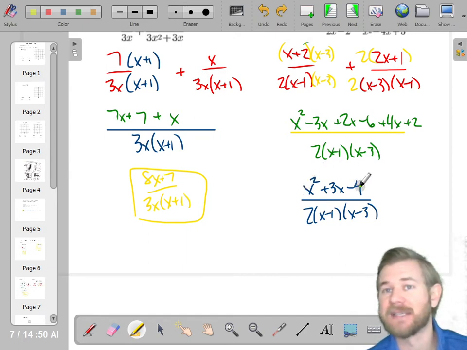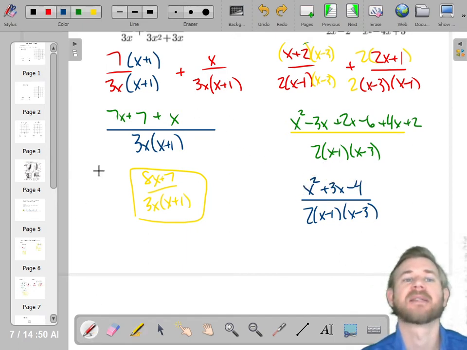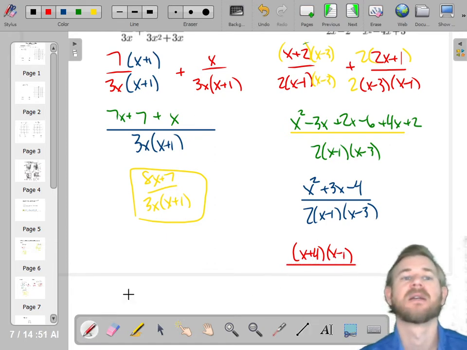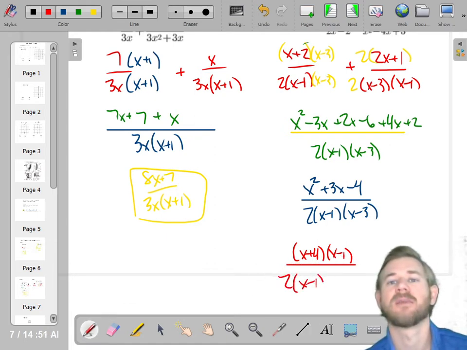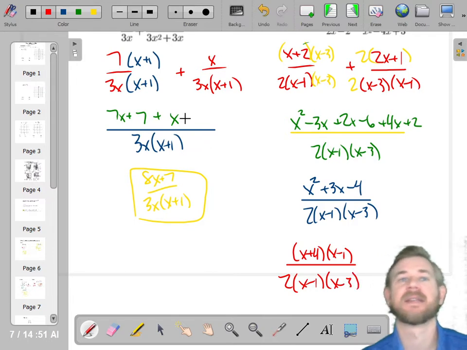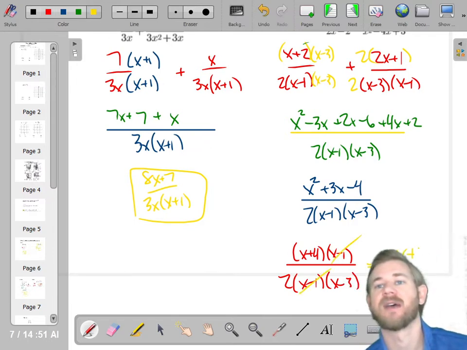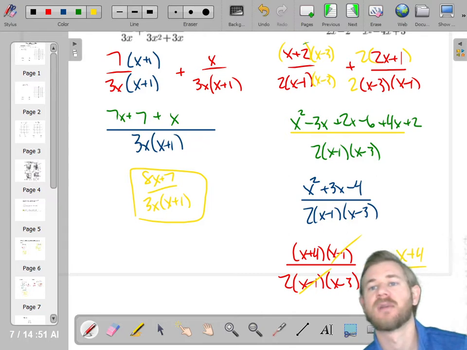Anything that multiplies to negative 4 and adds to positive 3? And the answer is yes. You can do x plus 4, x minus 1. If you FOIL that out, you'll get what you got. So I factored there 2, x minus 1. And look what happens. Since I factored the top, those factors can cancel. And now I have x plus 4 over 2 times x minus 3.